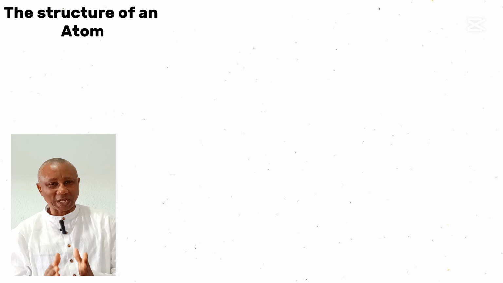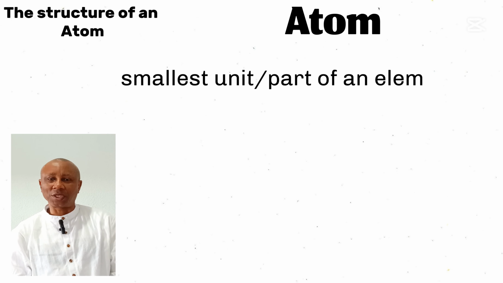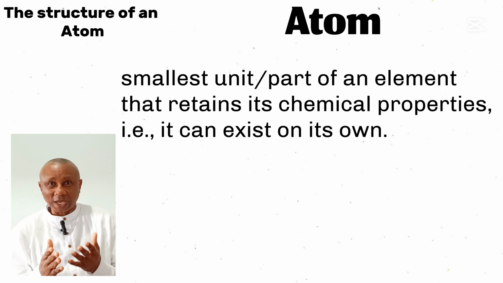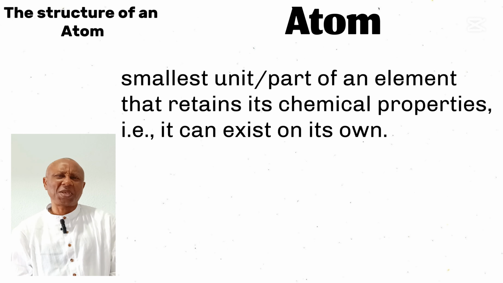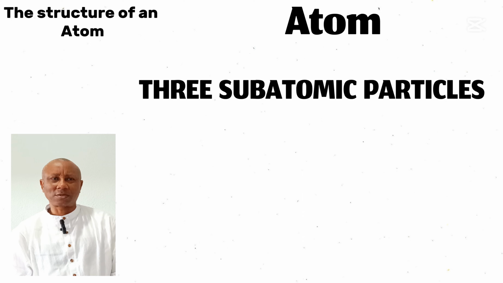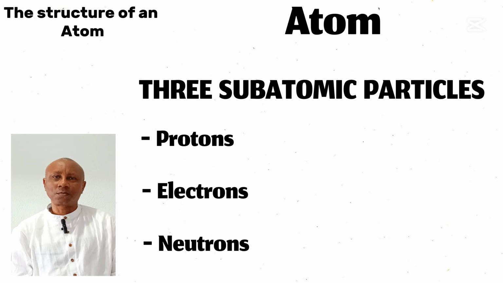First of all, let's define an atom. What is an atom? An atom is the smallest unit or part of an element that retains its chemical properties. That means an atom can exist on its own. There are three subatomic particles that are well defined: the protons, the electrons, and the neutrons.